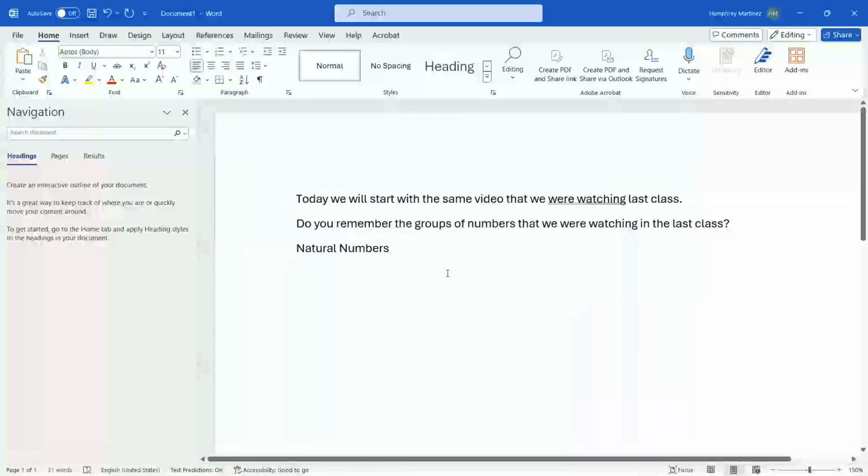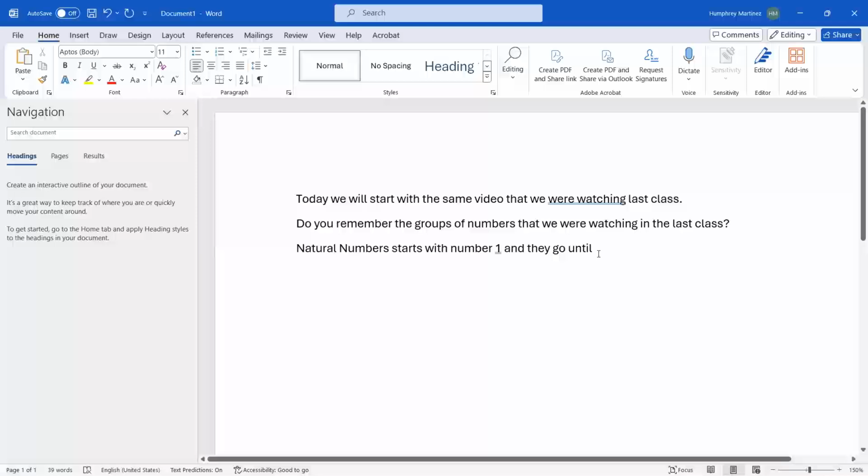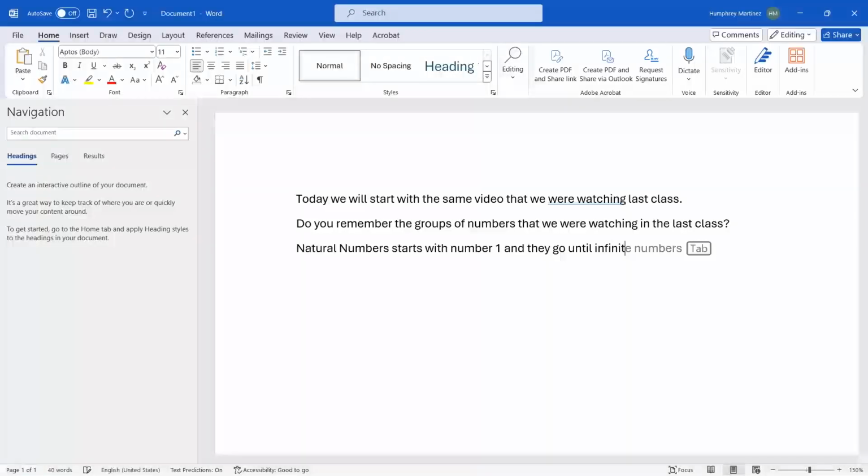Natural numbers start with number one. And they go until where? Where do the natural numbers end? Do they have an end? Infinity. They don't end actually. They are infinite, you know? Infinity is like saying in Spanish, infinito. And the natural numbers are infinite. Okay? Natural numbers are infinite.